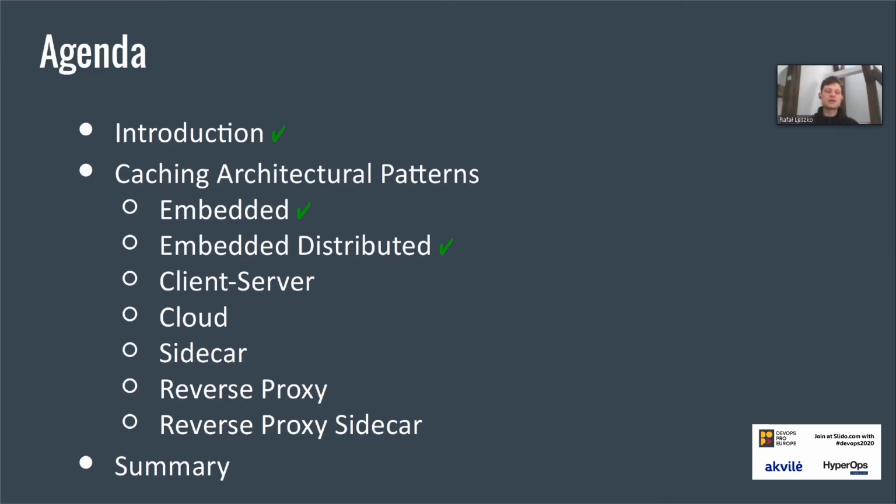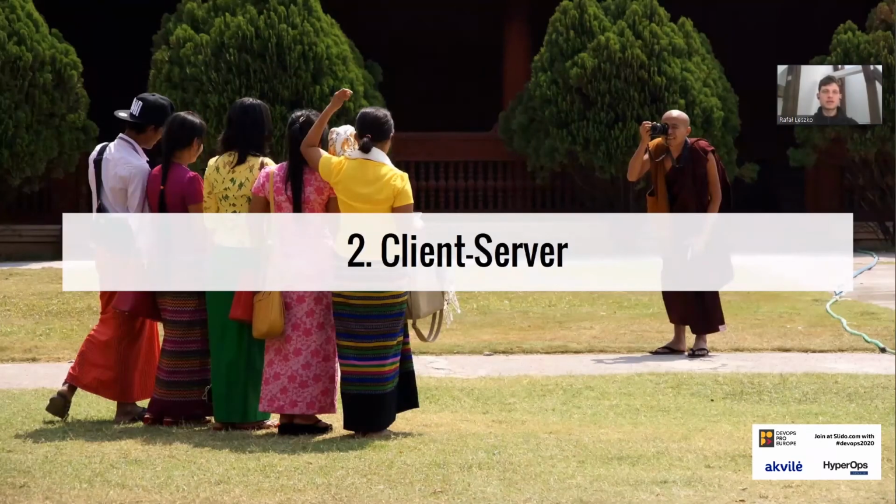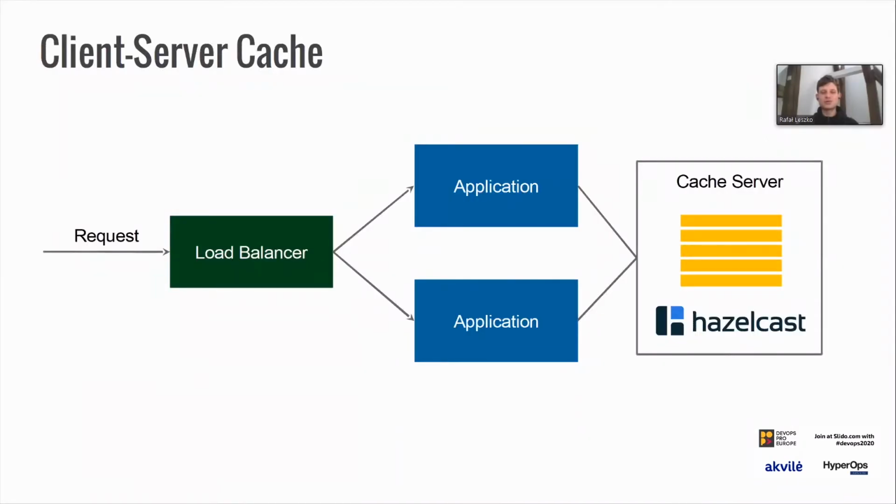This way we covered the first part, the embedded cache. Let's move to the next pattern, the next topology, which is client server. So client server is old as the word. It's like the database style. So this is the diagram. You set up cache as a separate unit in your system. And then it works like this.